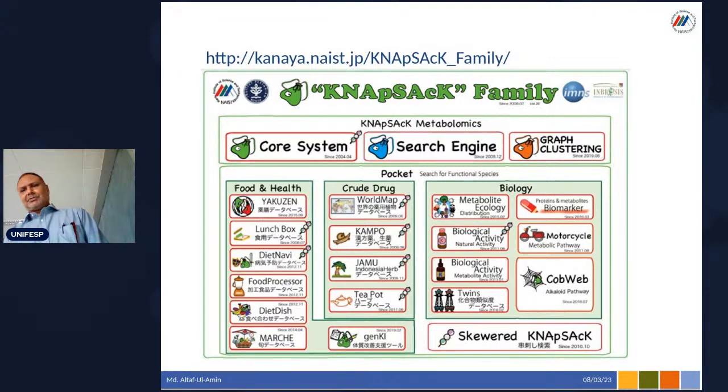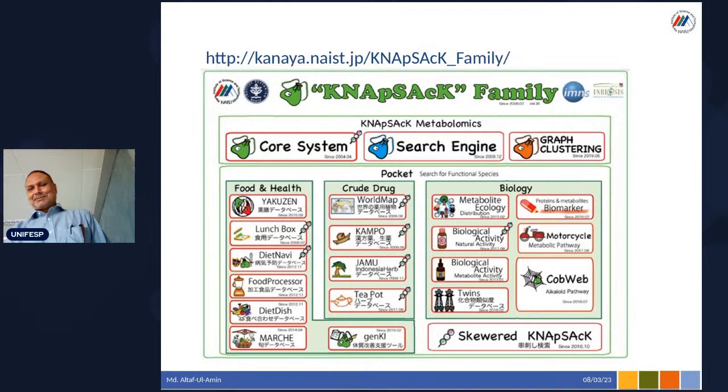And also, we have some information about metabolic pathways in the Motorcycle and Cowboy database. And many chemical compounds are like twins, or maybe very similar to each other. Such information we have gathered here.